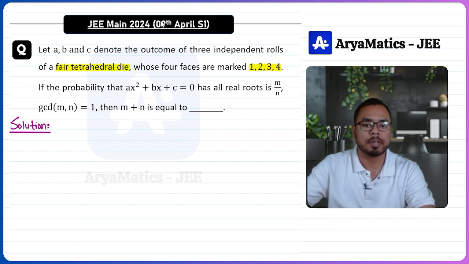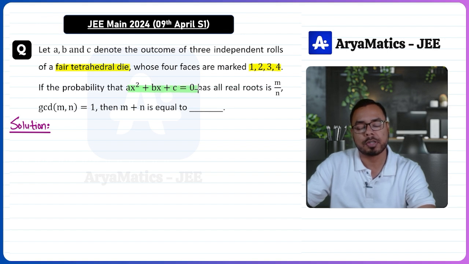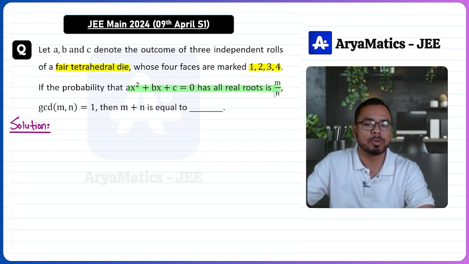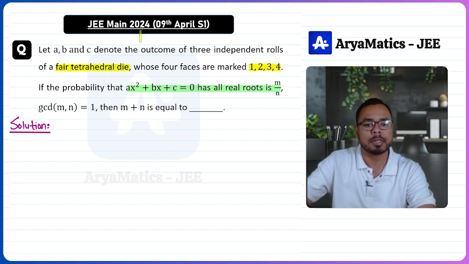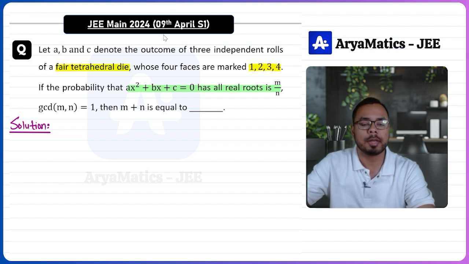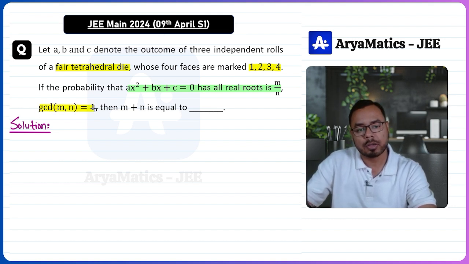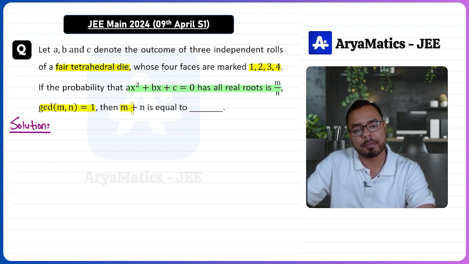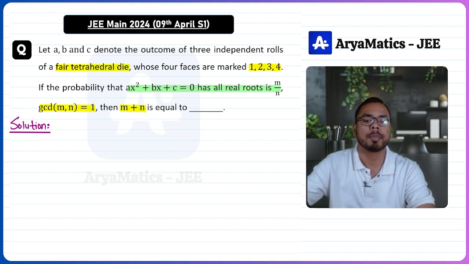The question is that if this quadratic equation ax square plus bx plus c equals 0 has all real roots, the probability of this is m by n, where m and n are co-prime numbers. That means there is no common factor between m and n. The greatest common divisor or the HCF of m and n is 1. Then we have to find the value of m plus n.